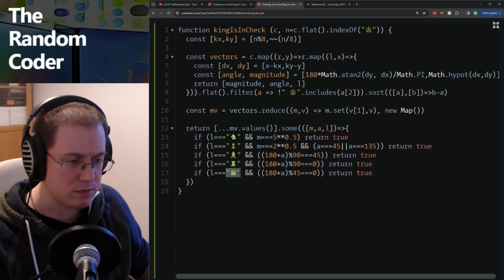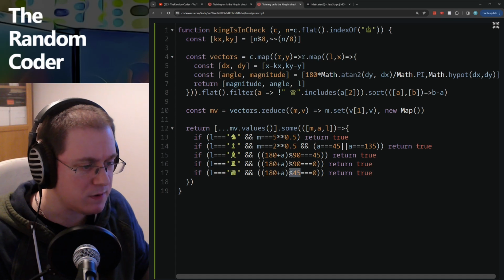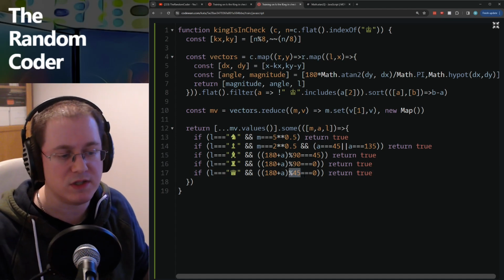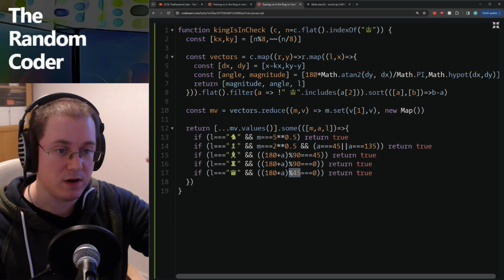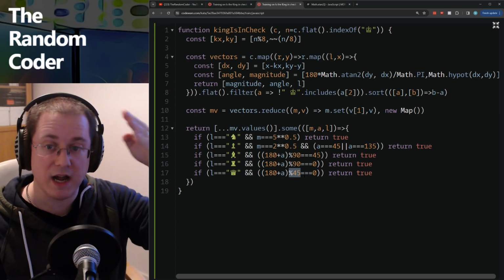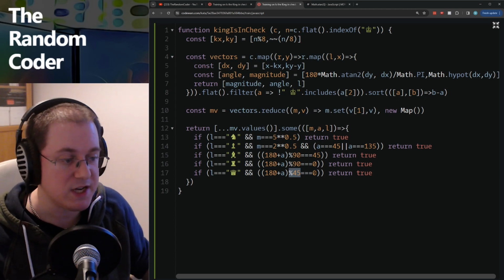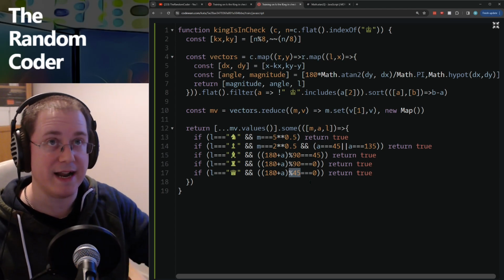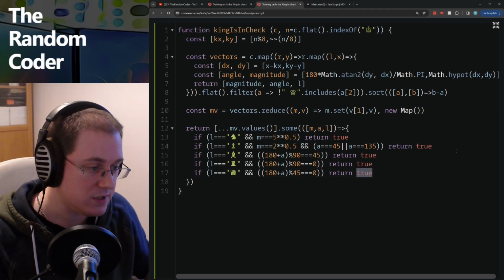And then this final test is basically a combination of the two. I'm doing modulo 45 because for a queen, it's perfectly valid for it to be either on an orthogonal direction or a diagonal direction. So we can just take the modulo of 45 and check that that is equal to 0. So it's on an exact multiple of 45. So if it's a queen, return true.